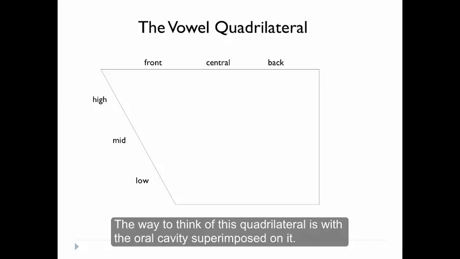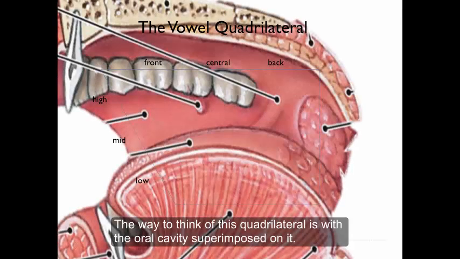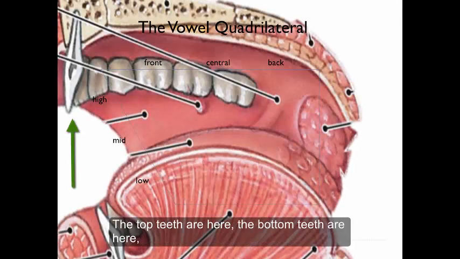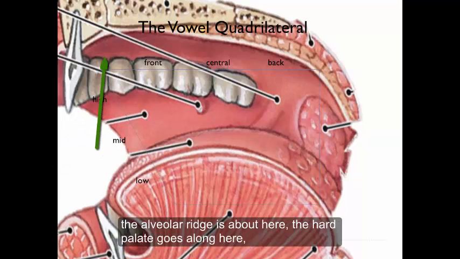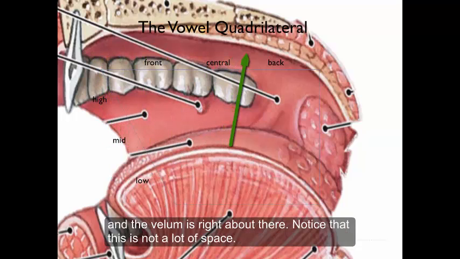The way to think of this quadrilateral is with the oral cavity superimposed on it. The top teeth are here, the bottom teeth are here, the alveolar ridge is about here, and the hard palate goes along here, and the velum is right about there.